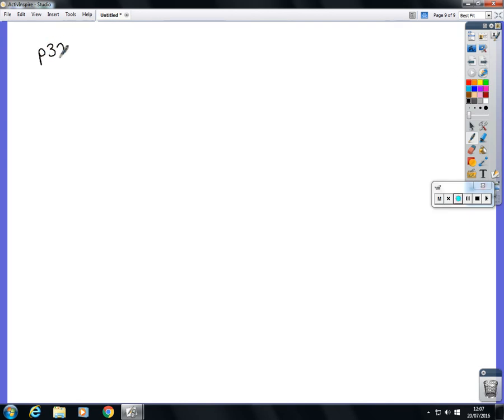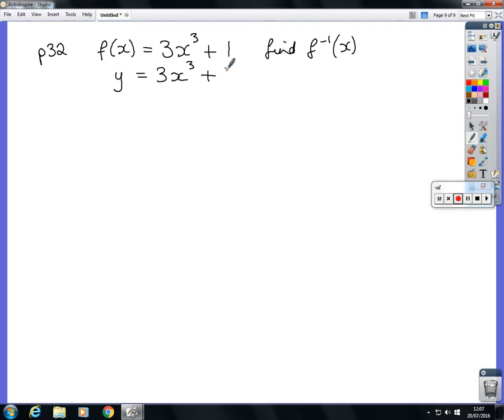Page 32. The inverse of 3x cubed plus 1. We start by replacing f of x with y. Now we swap the x's and y's. 3y cubed plus 1. I will swap sides also. 3y cubed plus 1 equals x. Now the proper math starts.